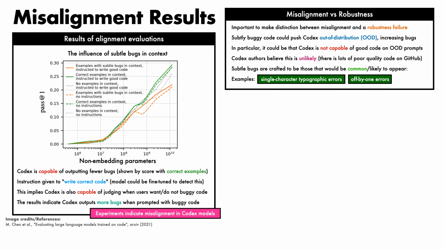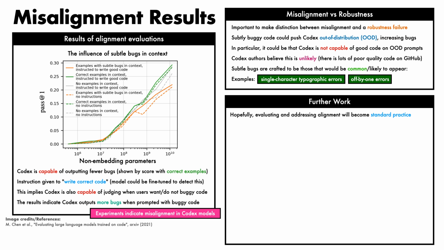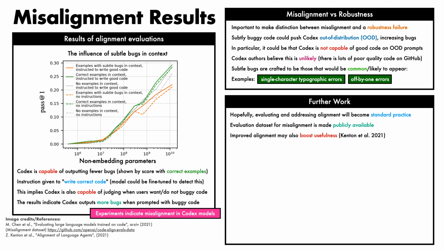Turning to further work, the authors express hope that evaluating and addressing alignment will become common practice on potent ML models, and to assist this, the evaluation dataset used in this experiment is made publicly available for further studies. Fortuitously, improved alignment offers the potential to enhance the usefulness of the model, as noted in the Kenton et al. analysis of alignment for large language models.